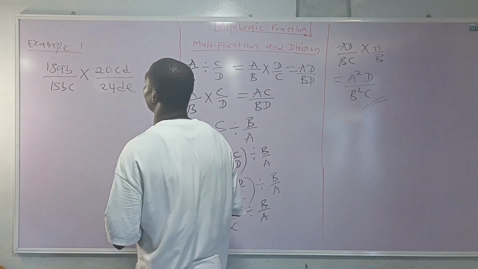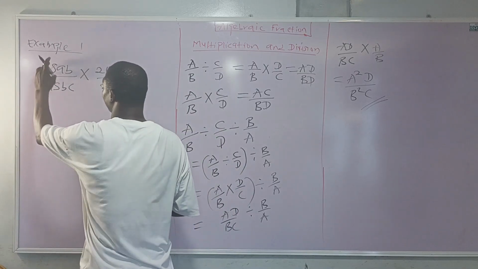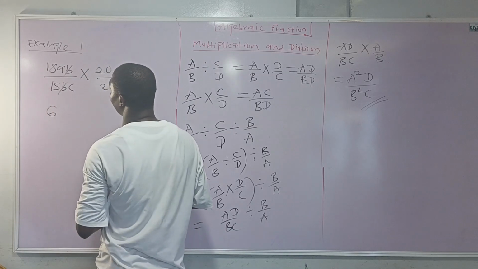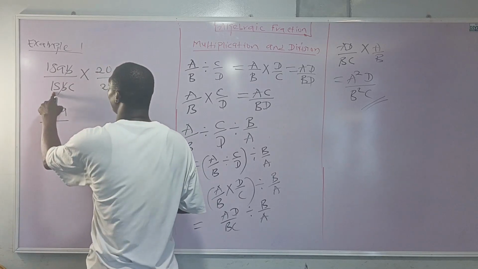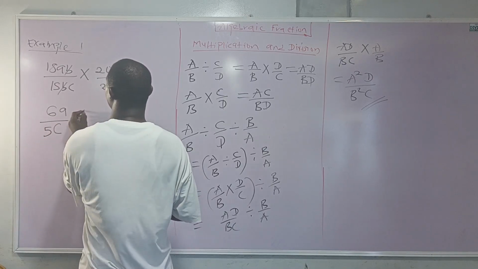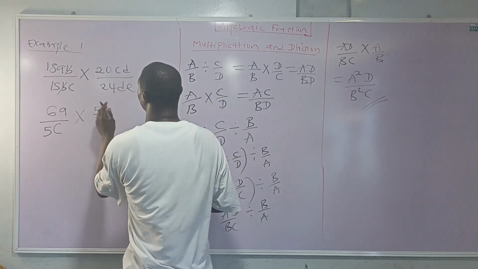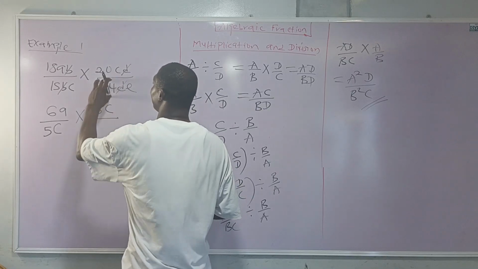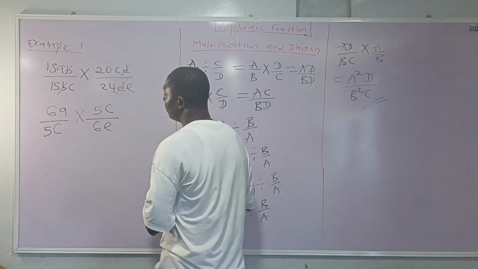What can we do here? You can simply see that 3 can divide 18 and 3 can divide 15. 3 into 18 gives you 6. B can easily cancel B, and you have your A left in this aspect. And 3 into 15 is what? 5. And you have your C left. You have your multiplied by, 4 can divide 20 to give you 5, and D can cancel D. So you have C left, all over 24 divided by 4 will also give you what? 6. You have your E.